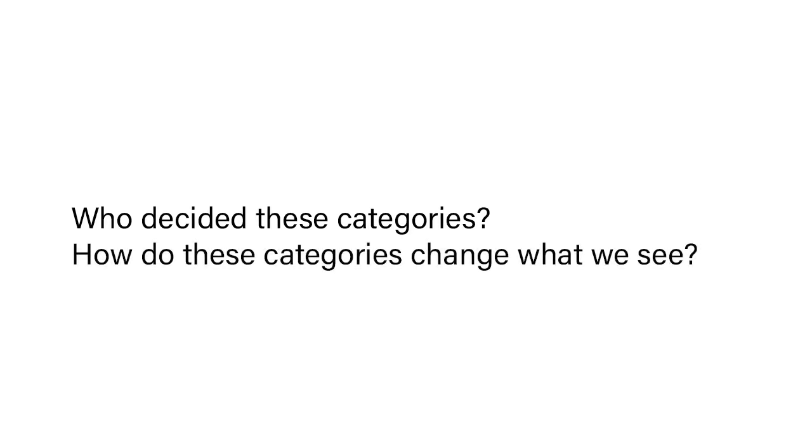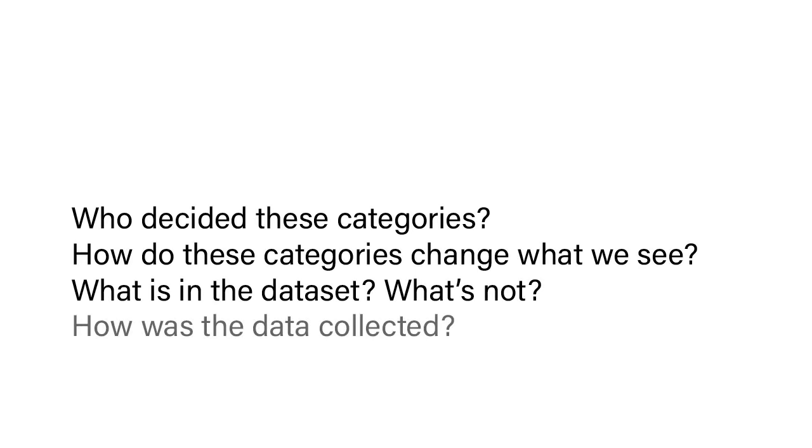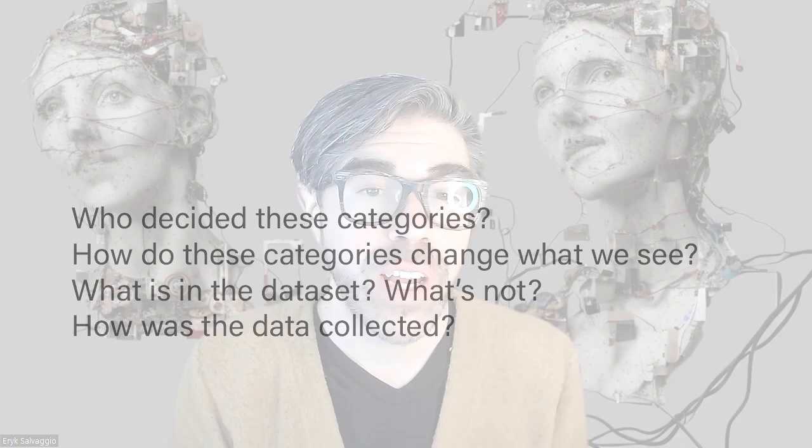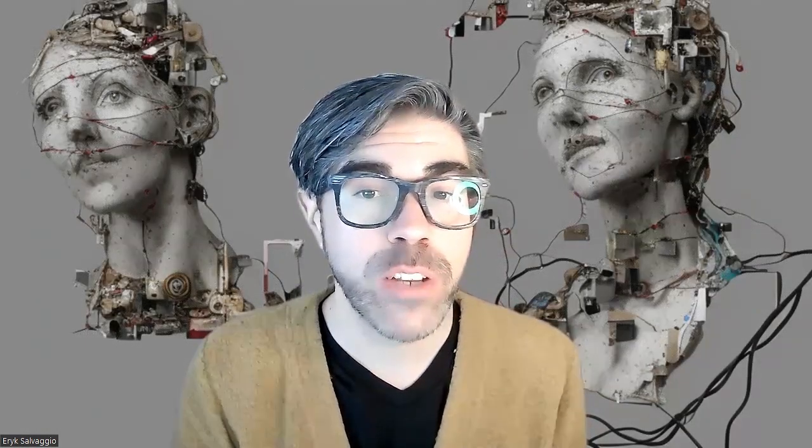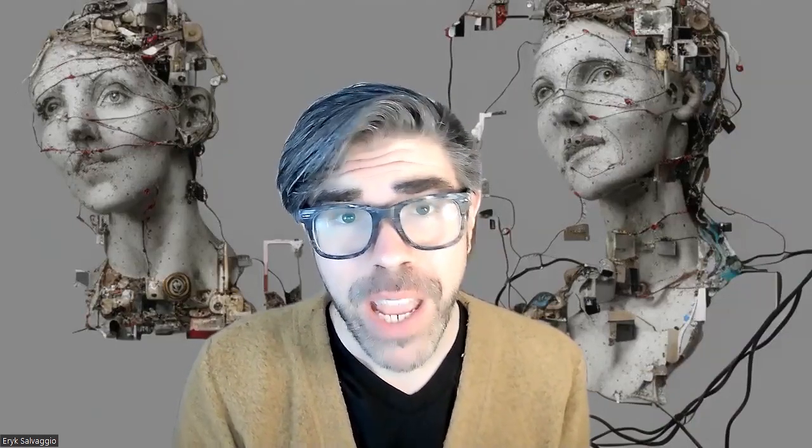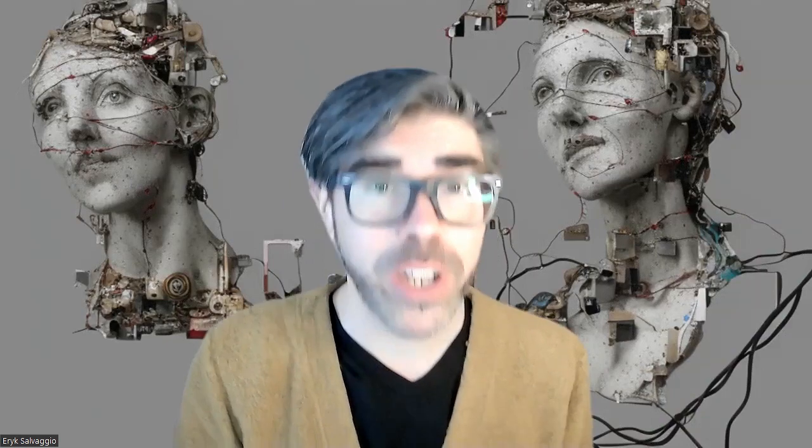So we may want to start asking some questions about these categories and where they came from. Where did this information come from? Who put it together? What criteria did they use to put these categories together? Does it change what we see or don't see? What's in the data set and what isn't? And how was this data collected? Did people agree that their photographs could be used? Are the outputs representative of the things that we want to see in the world? These are the types of questions that we're going to explore in this class as we think about how to get these tools to do the things we want them to do, and maybe more importantly, how to make sure they don't do the types of things we don't want them to do.